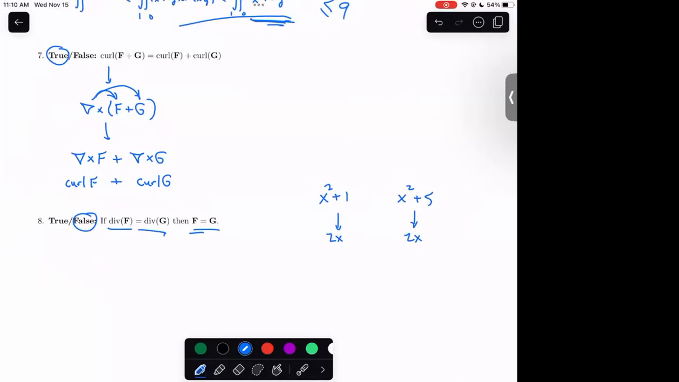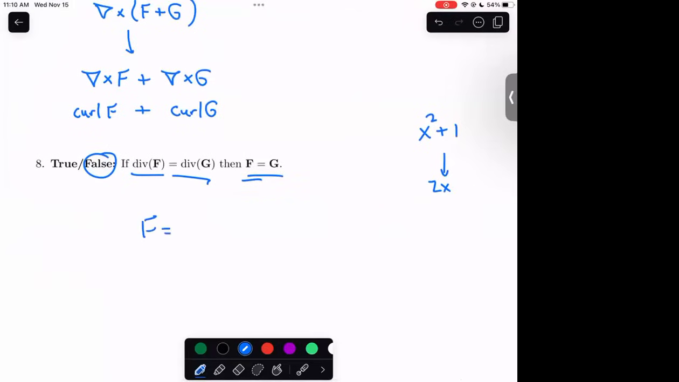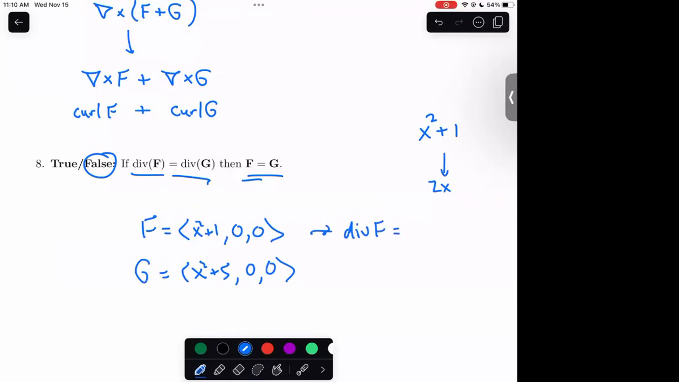If you want to formalize this, a counterexample could be one vector field F that is x squared plus 1, and then zeros for the rest. And G could be x squared plus 5, and then zeros for the rest. When you calculate out the divergence of F, you're going to get 2x plus 0 plus 0. When you calculate out the divergence of G, you're going to get 2x plus 0 plus 0. Take the derivative with respect to x of your first component, the derivative with respect to y of your second component, the derivative with respect to z of your third component, add those all together. Even though these divergences are the same, 2x in both cases, our vector fields that we started with are not the same.